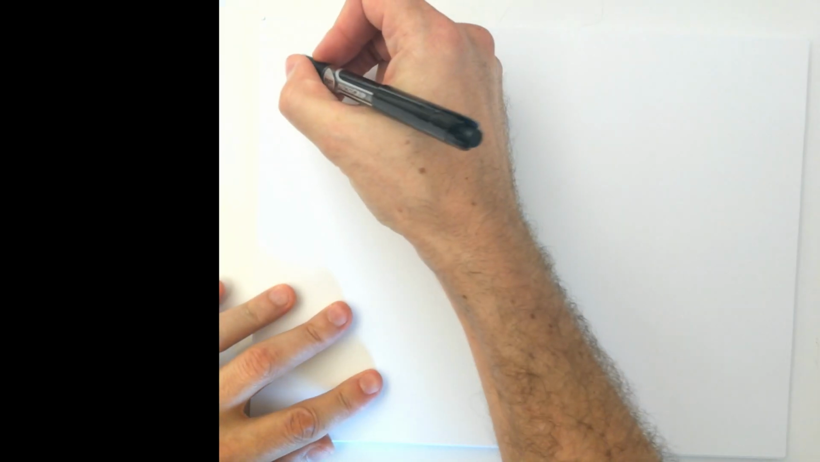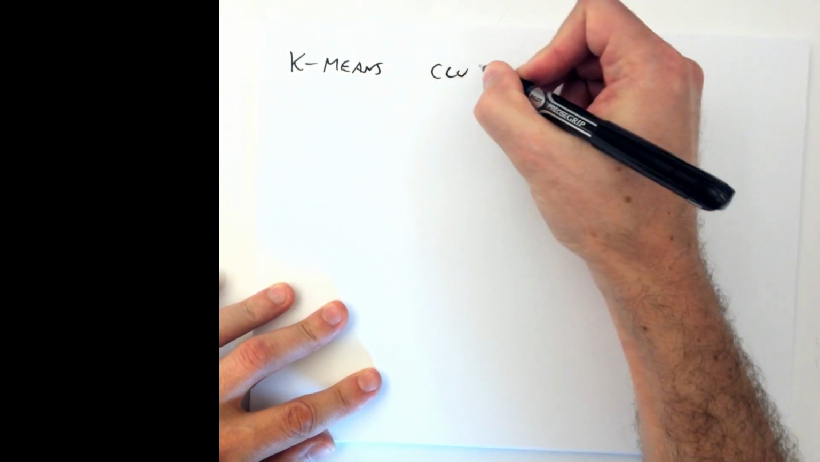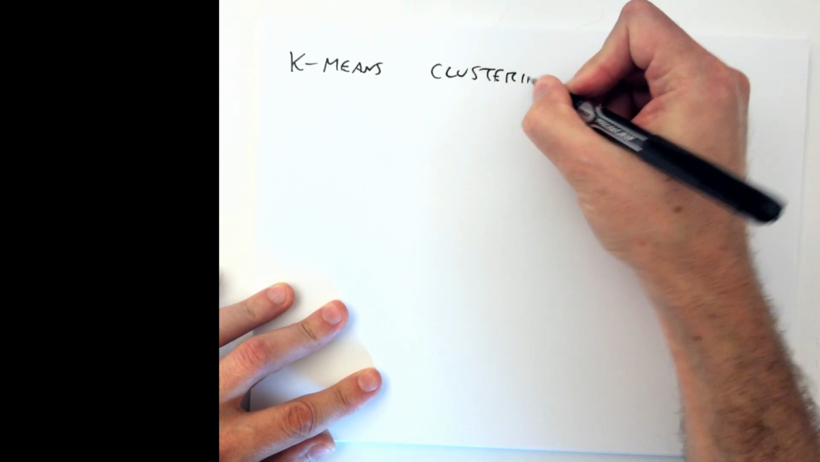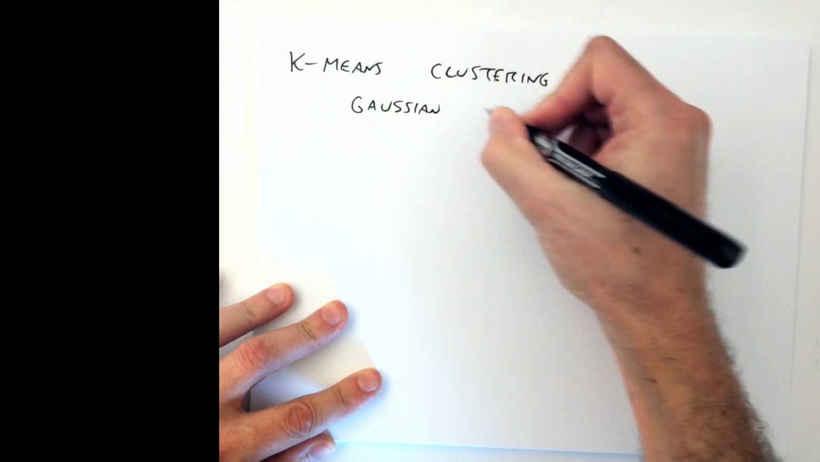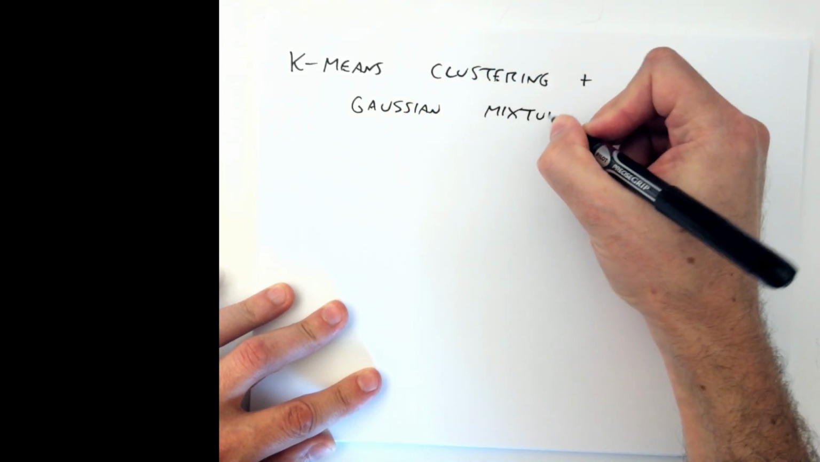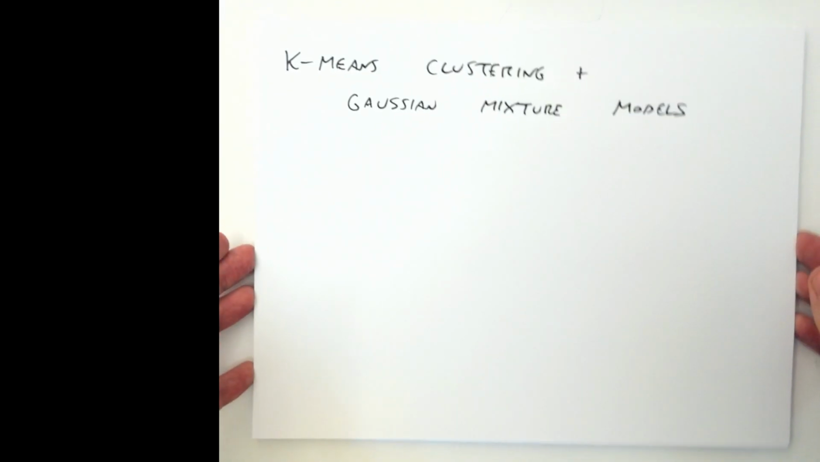So today's lecture is related to what's called k-means clustering, and we're going to tie that into what are called Gaussian mixture models. So last time we talked about, well, okay, so let me kind of back up a second.